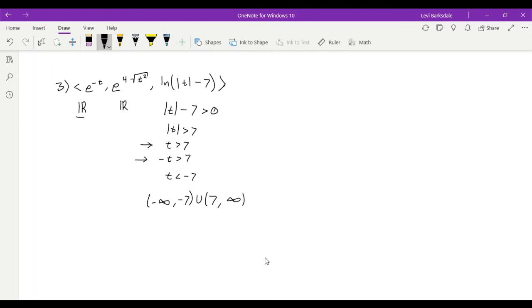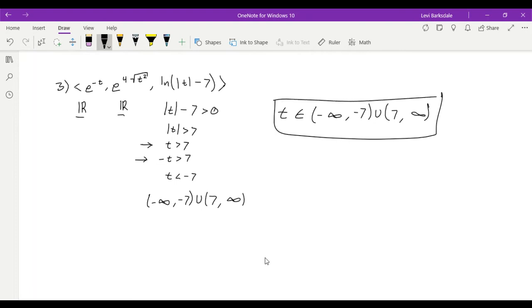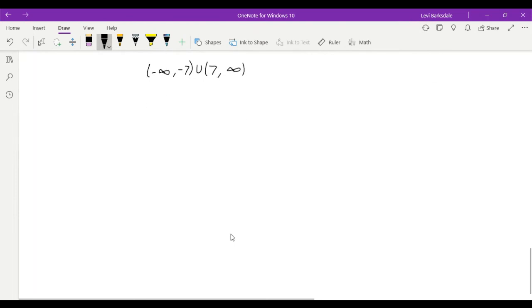And since both of our first two components gave us domains of all real numbers, the only restrictions would come from this final component of our vector valued function. So our domain is -infinity to -7, union 7 to infinity. All right, I believe that's enough looking at the domains. So we'll move on to some differentiation and integration.